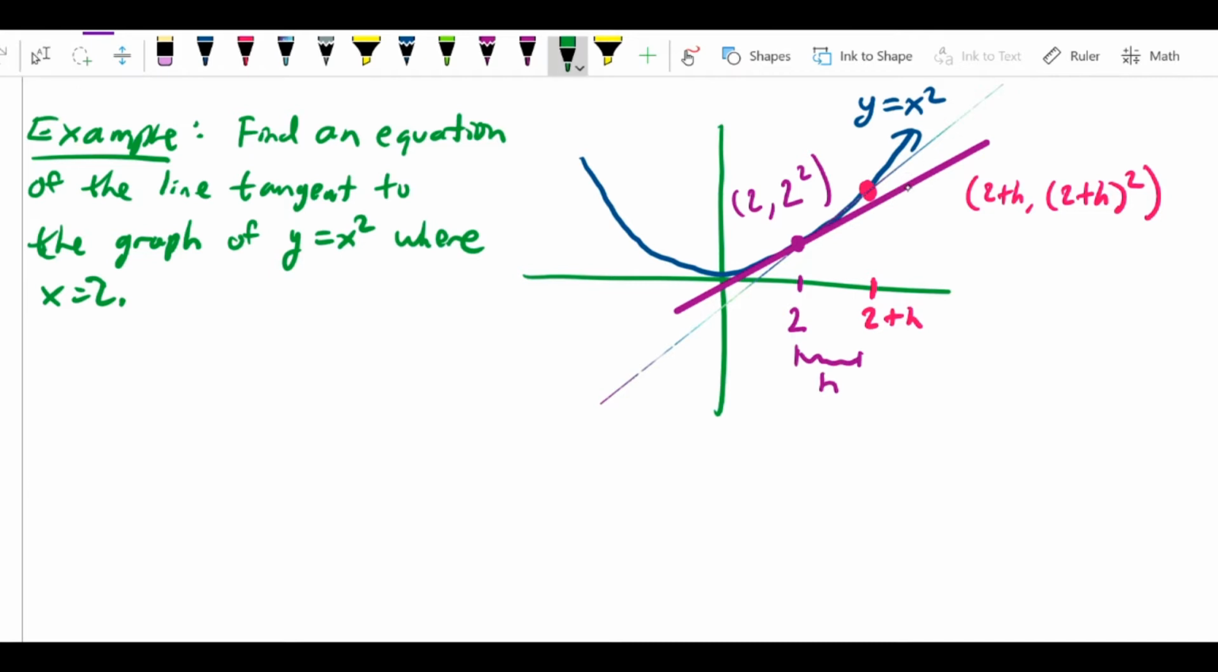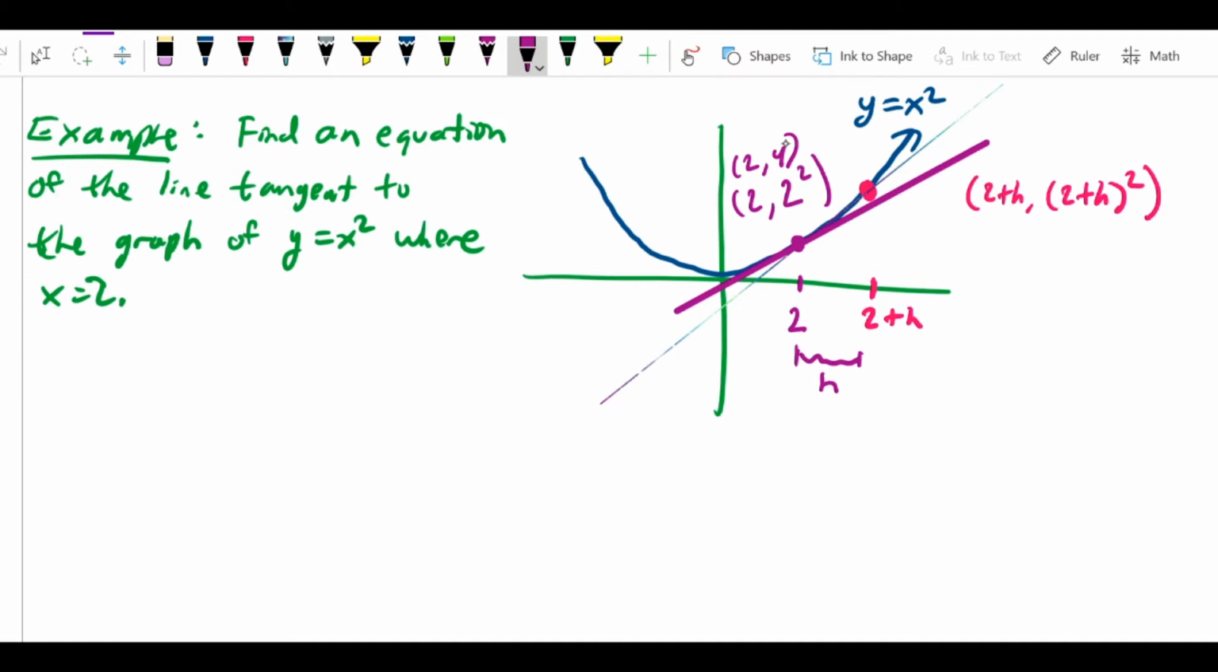So first of all, since the function is y equals x squared, that's the blue parabola that you see here, when x equals 2, the point on that parabola is going to be 2 comma 2 squared, or we can just write it as 2, 4. I'm going to keep it in the form 2 squared when I do this problem, just so that you can see the mechanics of how we do this.